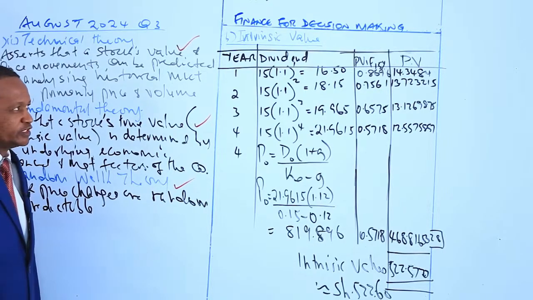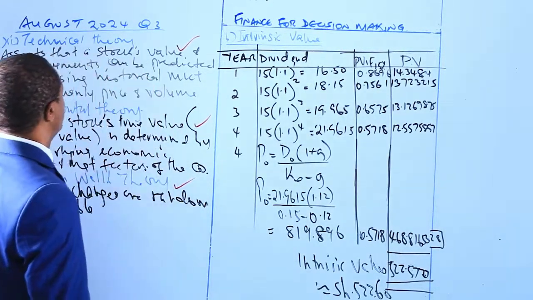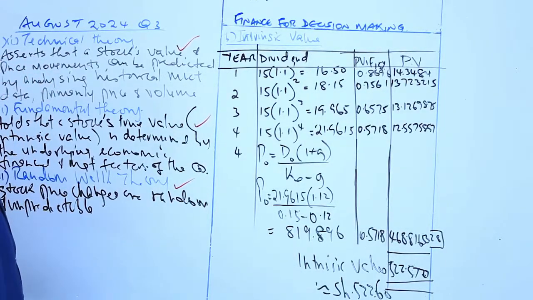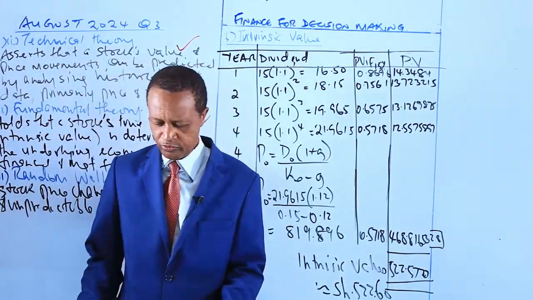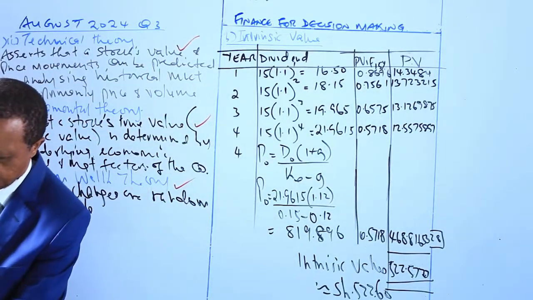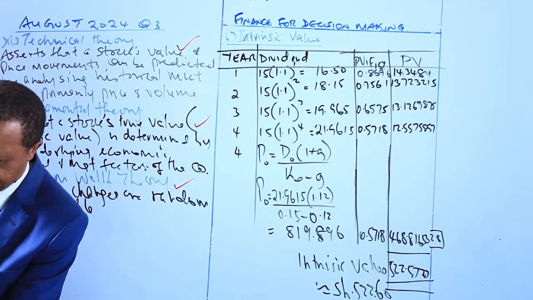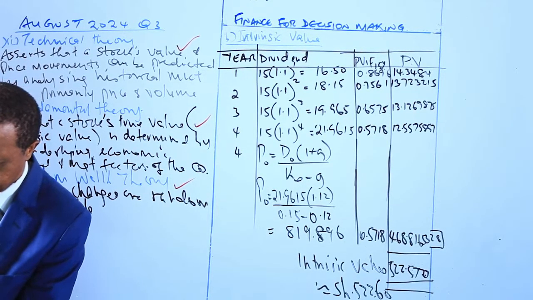So that is the intrinsic value. And that is part B of the question, August 2024, question 3. Now allow me to move to the next part of the question, which is on CVP. Let's move to the next part of the question.